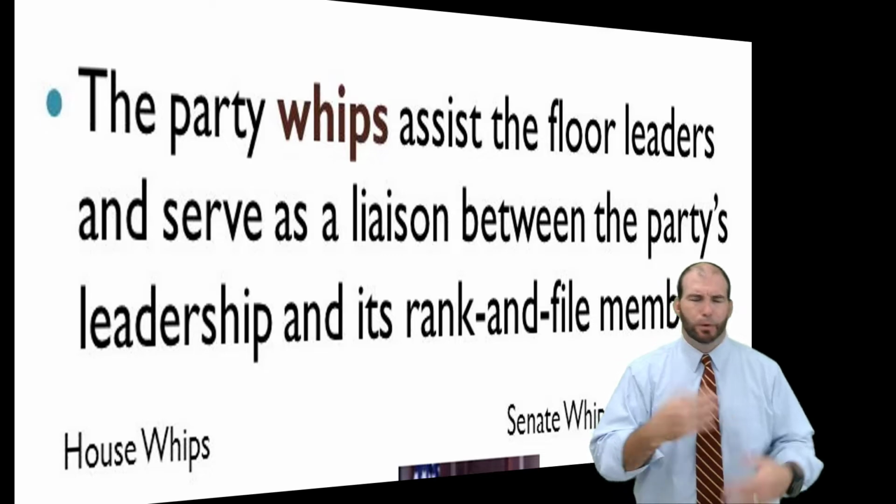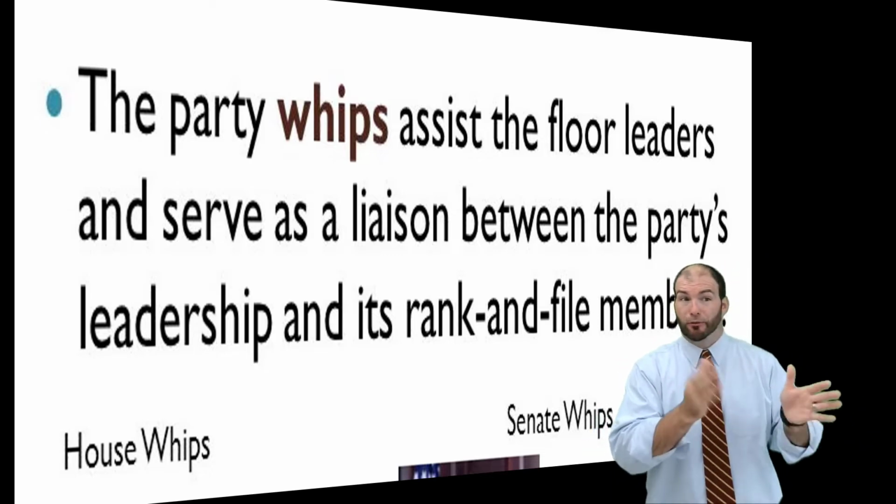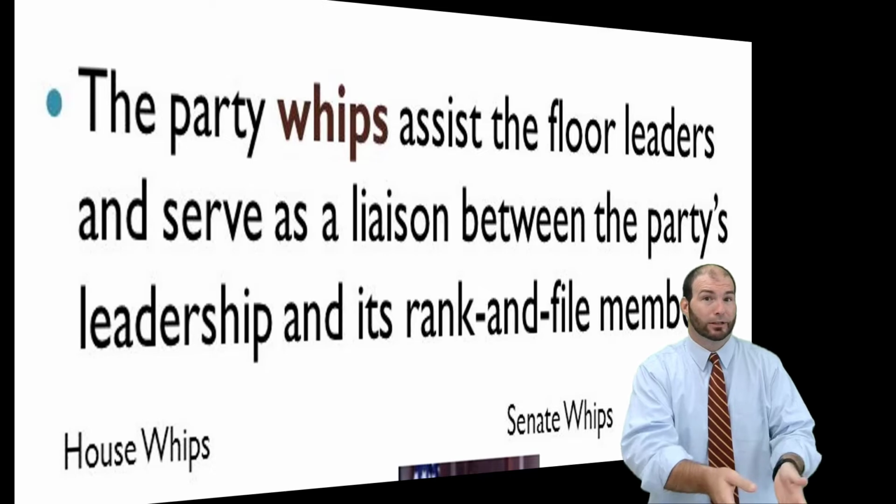So party whip, both sides have it, and it's basically they want to make sure before a vote happens, they know exactly how everybody's going to vote on it.